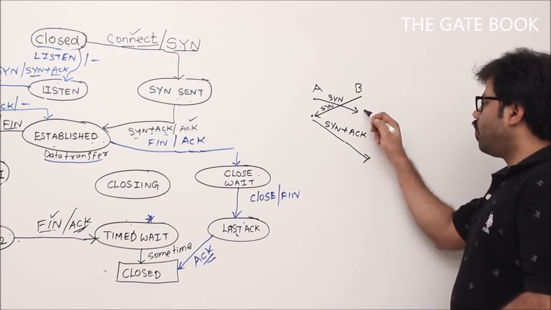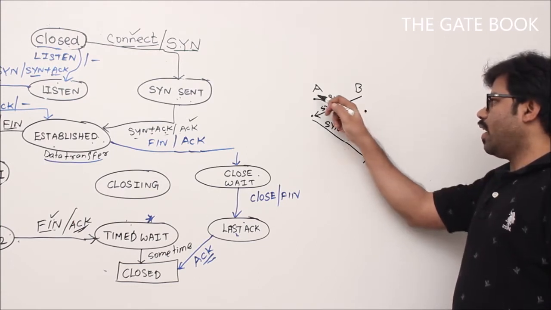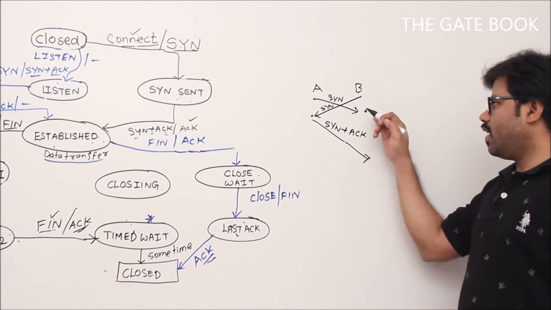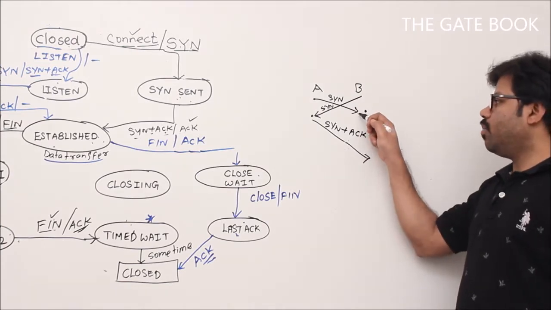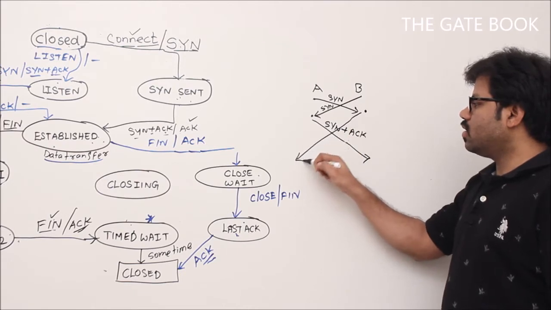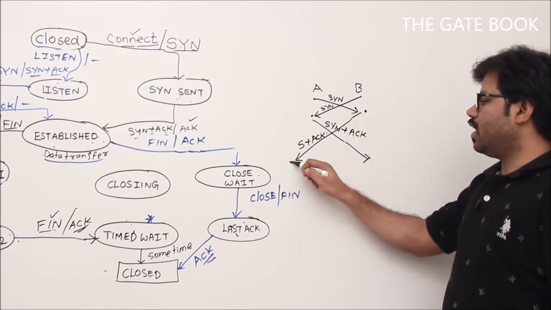Now at this point of time, what does B think? B thinks like this: I got SYN, but I already sent SYN. I should have gotten SYN plus ACK, but I didn't. That means it is probably a simultaneous request. Then B also sends SYN plus ACK. Okay. Now we will see A's point of view here.